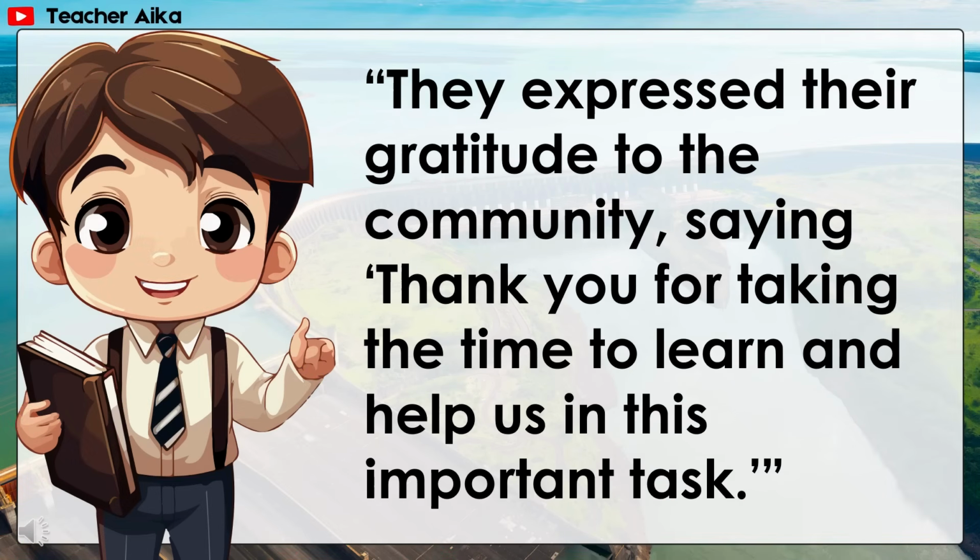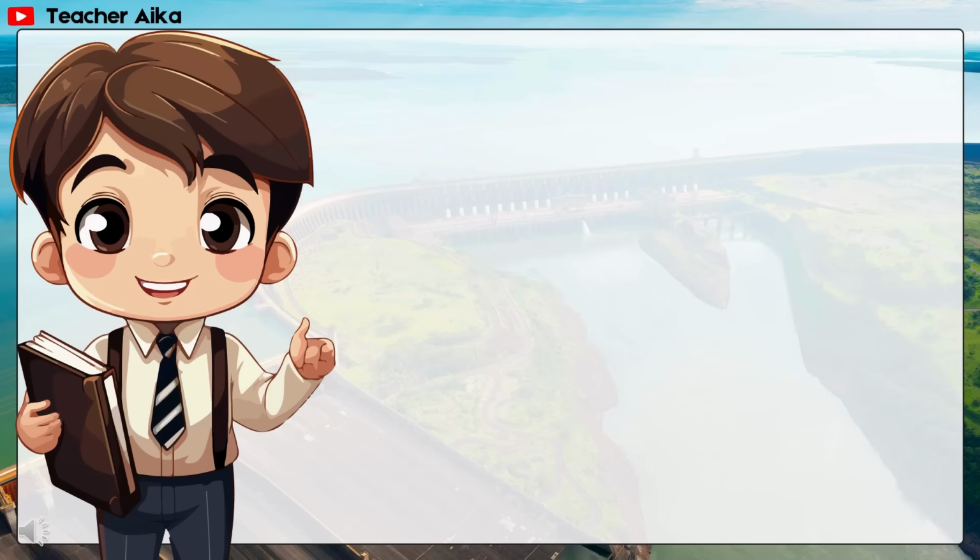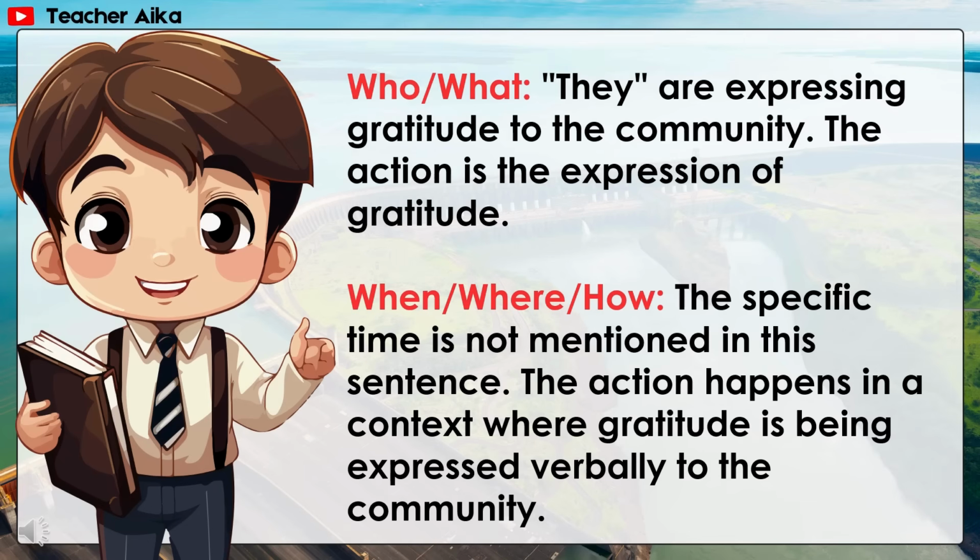They expressed their gratitude to the community, saying thank you for taking the time to learn and help us in the important task. Who or what? They. They are expressing gratitude to the community. The action is the expression of gratitude. When, where, how? The specific time is not mentioned in this sentence. The action happens in a context where gratitude is being expressed verbally to the community.